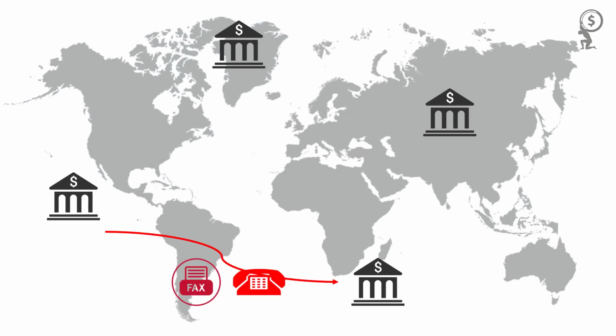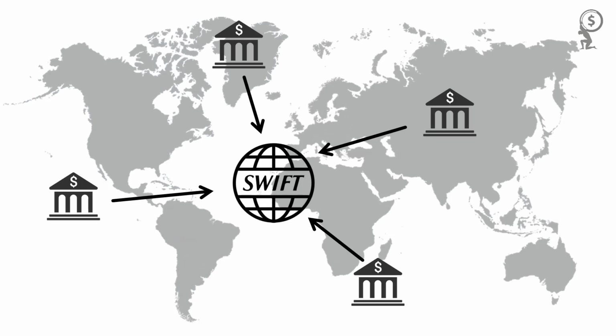A long time ago, banks used to use fax or even phone calls to communicate with each other, but this way was not secure at all, and at the same time it consumed a lot of time. And here we go, that's why we have Swift. A group of business tycoons in Belgium decided to establish a network that connects banks all over the world.